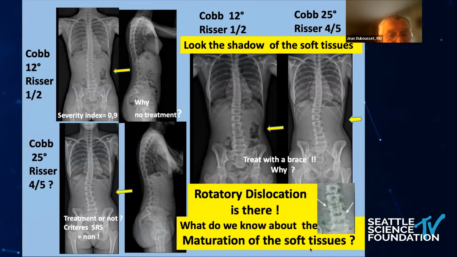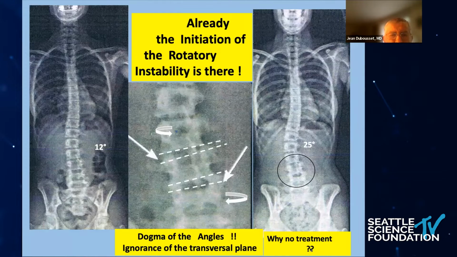For example, it is the two same cases. In the first case, the severity index was 0.9. And why no treatment? The treatment has to be done. And for example, you see here on these two X-rays, look at the arrow. The rotatory dislocation is there. What do we know about the maturation of the soft tissue? We are addicted to the bone.